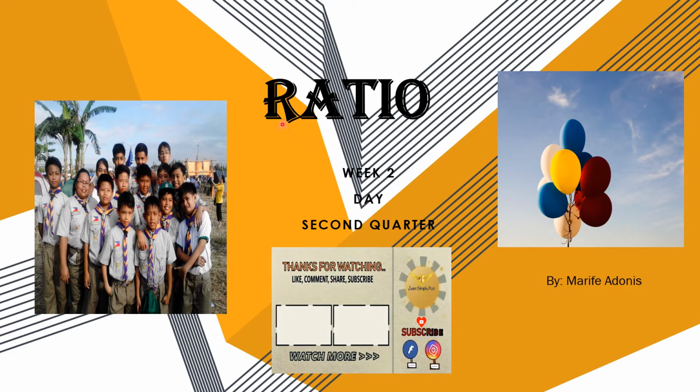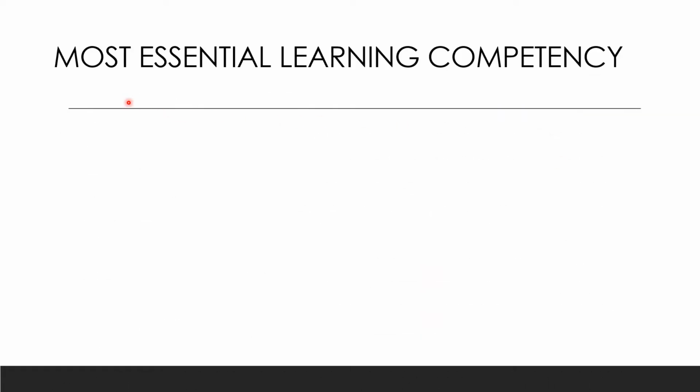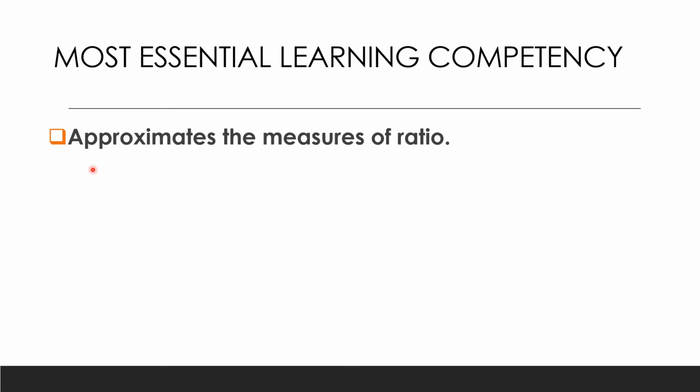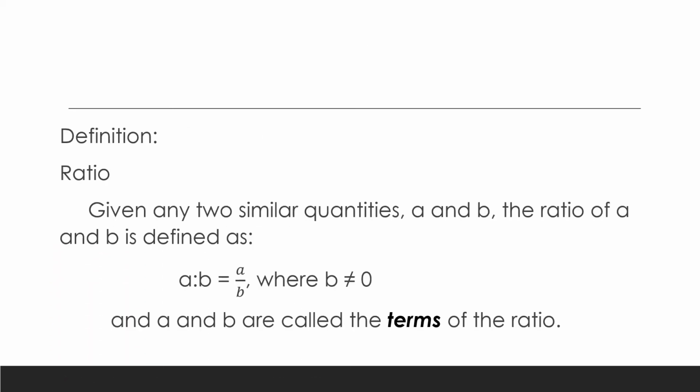Our lesson for today is about ratio. What do you think is the ratio of the Scoutmaster to the Boy Scouts in this picture? And what do you think is the ratio of the red balloons to all the balloons in this picture? Most essential learning competency: approximates the measures of ratio. Objective: find the value of ratio.